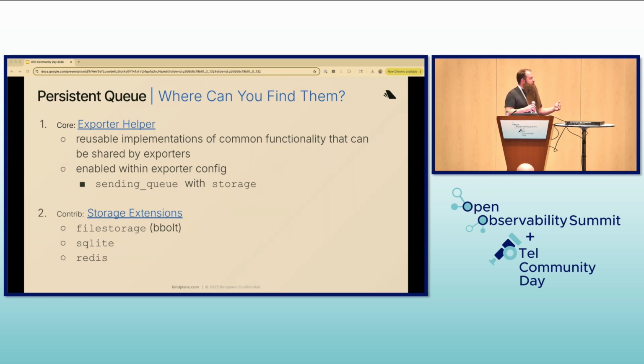And then the storage extensions themselves, you're going to pretty much find those in the OpenTelemetry Collector contrib repository. And again, like I mentioned, there's a couple that are in there right now. The file storage is the main one. There are ones for SQLite and Redis as well. And actually, just in a previous talk about an hour ago, there was confirmation that we've recently seen the Redis work as a storage extension for the queue, which is really exciting. In testing in the past, that hasn't always been the case. So I'm really excited to see some more expansion there.